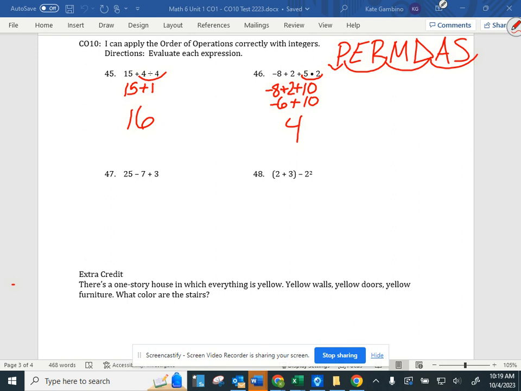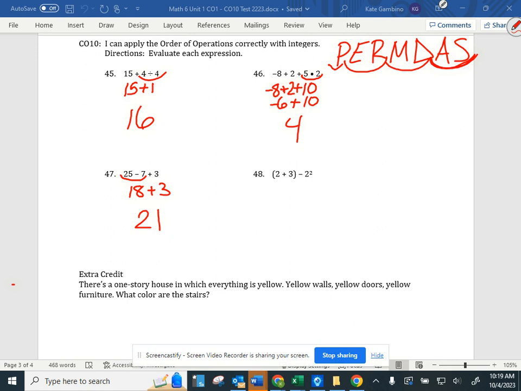For number 47, remember, it doesn't matter which one comes first as long as they're on the same level. Adding, subtracting, whichever one we hit first. So first we're going to do 25 minus 7 is 18, plus 3 gives me 21.